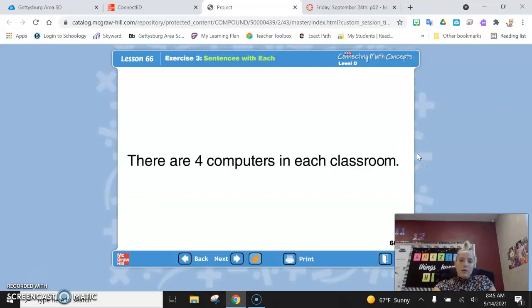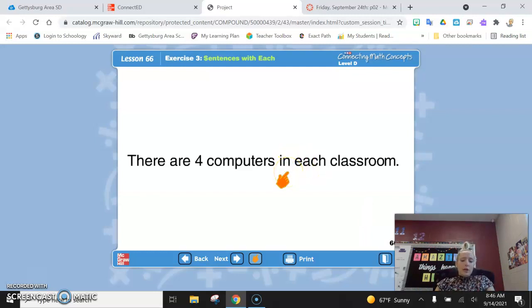This one says there are 4 computers in each classroom. So in one classroom, how many computers? 4. How about 2 classrooms? How many computers would be in 2 classrooms? 8. Good job. How about 3 classrooms? How many computers would there be if there's 4 in each? Yep, you should have said 12.